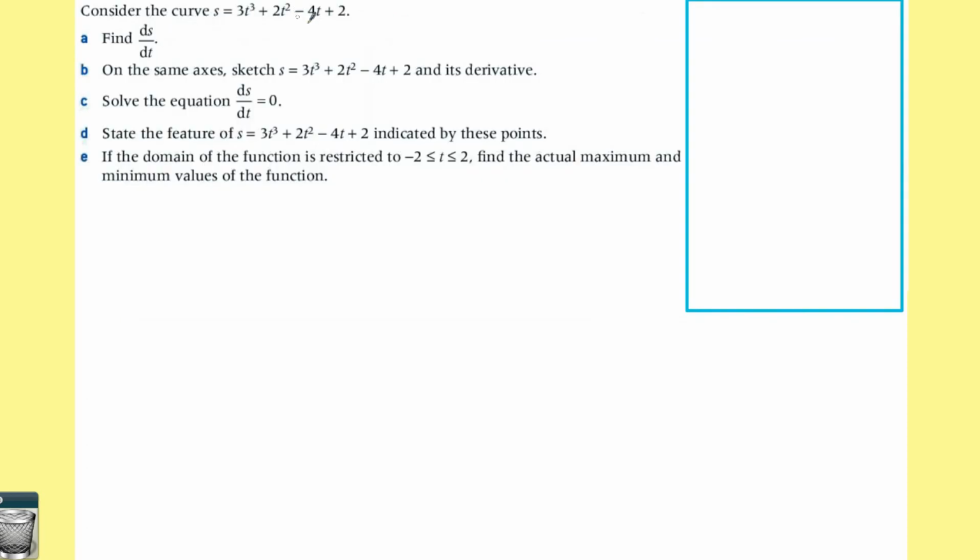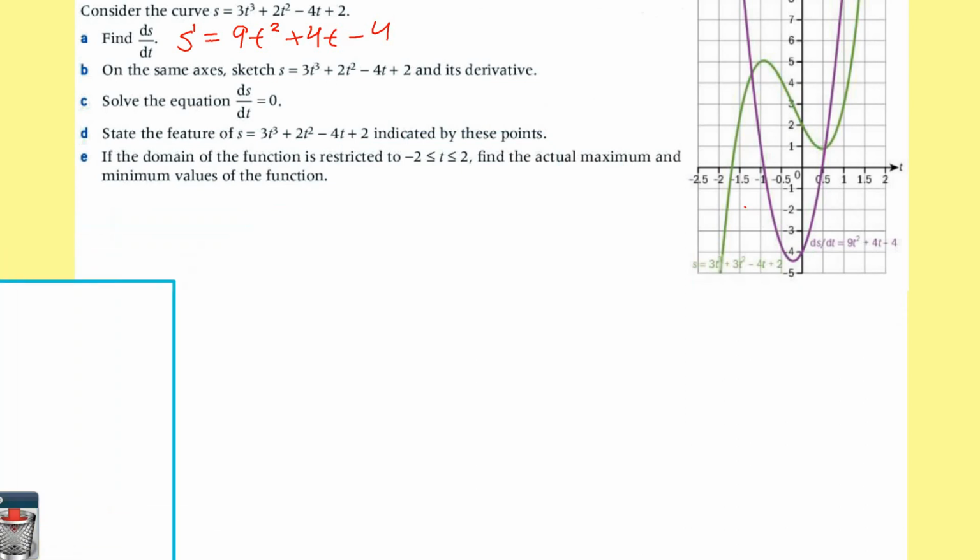Start with this curve. The first thing, find ds over dt, so find the derivative. The derivative is going to be 9t squared plus 4t minus 4. Then on the same axis, we're going to sketch the original one and its derivative. I've already done that. Here I have graphed the two equations: the green one is the original and the purple is the derivative.